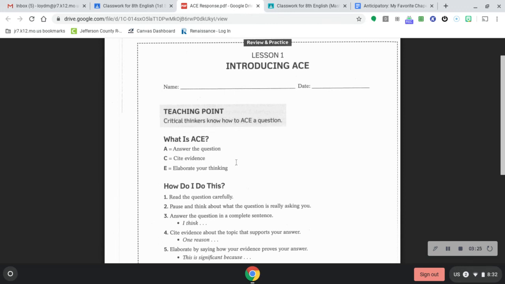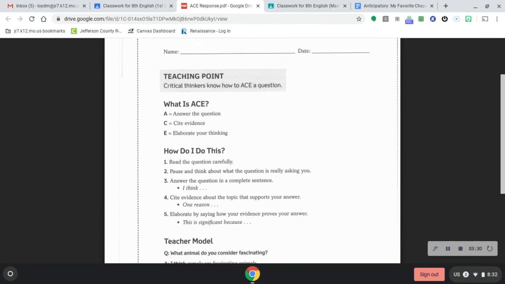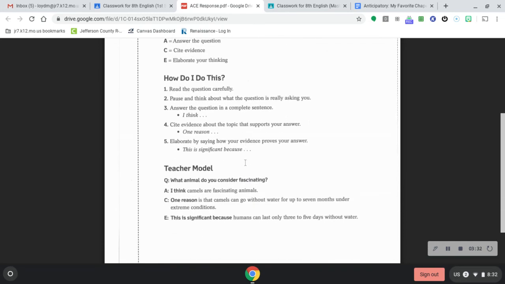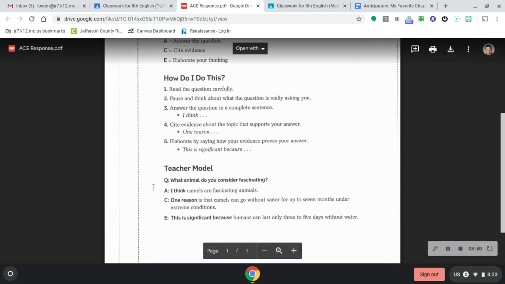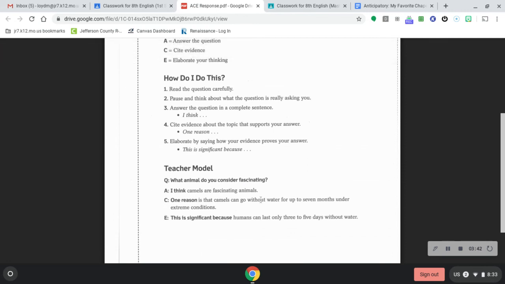Now, you can do this in 2 or 3 sentences, but it does need to be a little bit longer of a response. It goes through an example for you. What animals do you consider fascinating? The H response, and you don't have to have the letters A, C, E. You can write this all as one passage. "I think camels are fascinating animals. One reason is that camels can go without water for up to 7 months under extreme conditions. This is significant because humans can last only 3 to 5 days without water."